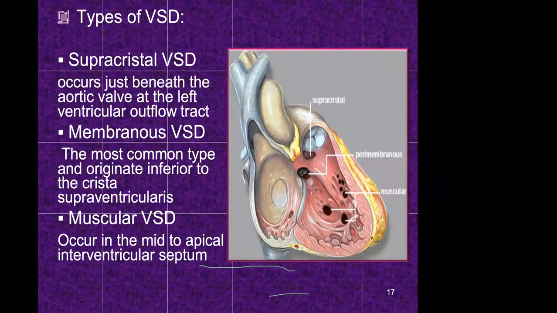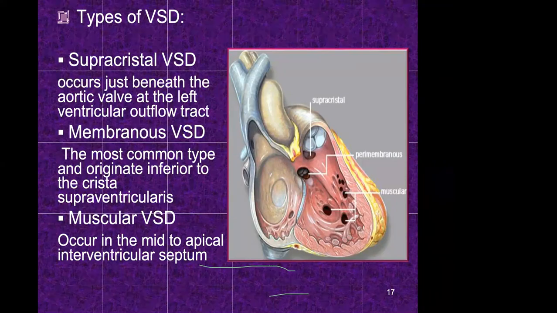So one is a supracristal. Supracristal, what will happen is it is just below the aortic valve, at the LV outflow tract. Then is the membranous VSD. Membranous VSD is the one which is just inferior to the crista supraventricularis. And the last one is muscular VSD. So, of course, it will be in the mid to apical interventricular septum.